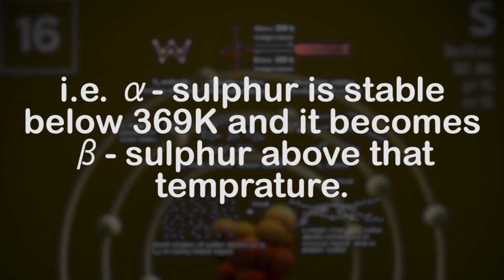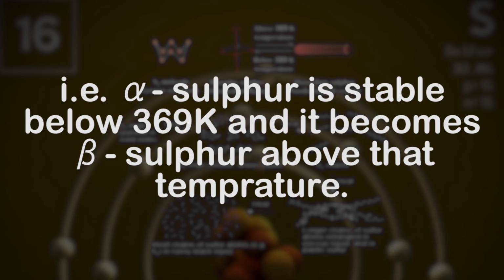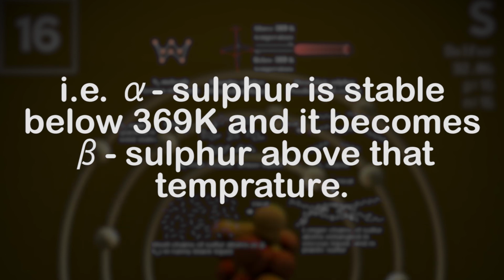That is alpha sulfur, that is rhombic sulfur, is stable below 369 Kelvin and it becomes beta sulfur above that temperature. Alpha sulfur चाहिँ beta sulfur मा change हुने temperature भनेको 369 Kelvin. तर 369 Kelvin मा चाहिँ दुईटै rhombic sulfur र monoclinic sulfur are in stable state.